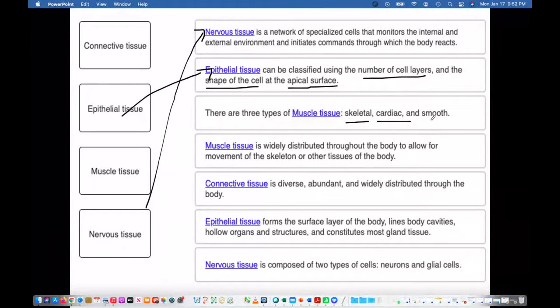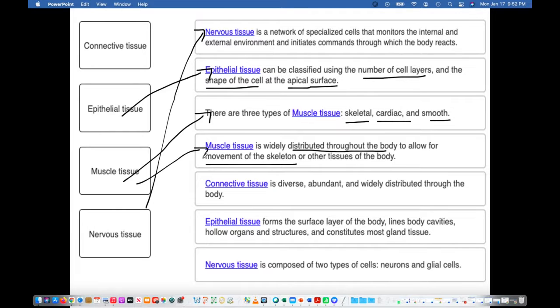Or neural tissue. This type of tissue can be classified using the number of cells, the shape of the cells that we find at the apical surface, or the top of the surface. Remember, these cells are closely packed together. That's going to be our epithelium. What type of tissue can be broken down into skeletal, cardiac, and smooth? Well, that's going to be our muscle tissue. Muscle tissue is also widely distributed throughout the body to allow movement of the skeleton because skeletal muscle attaches there. So that too is going to be muscle tissue.